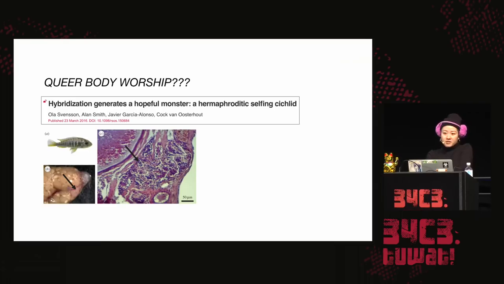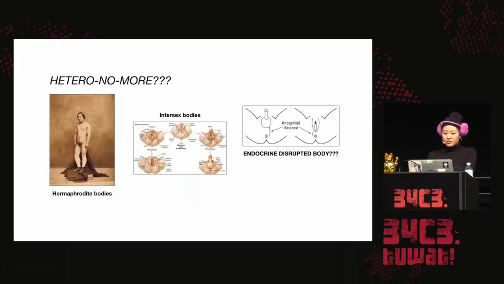Because what does it actually mean to be alien, or to be queer, or to be outside what is socially or medically accepted? So I found this paper, it's actually a scientific publication, where they hybridized two species of fish, and the result was a hermaphrodite, which they called a hopeful monster, which is really interesting terminology for a scientific paper. But it also made me think, well, why can't we also be considered hopeful monsters? Because without a doubt, not only are our physical bodies being disrupted, but also our binary notions of male and female, of binary genders.